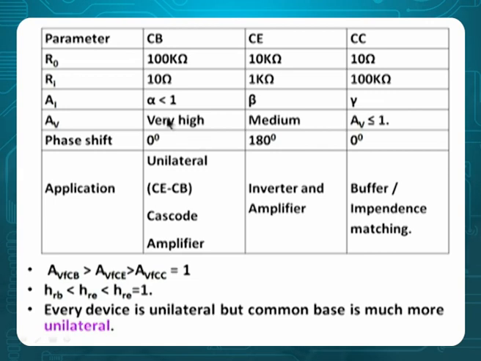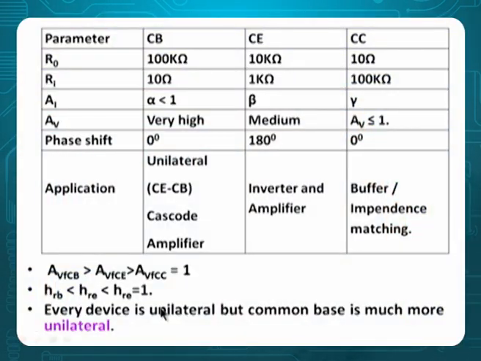If forward voltage gain is greater, reverse voltage gain should be how much? Very small. If the reverse gain is very small, how do you expect it? In the reverse, very small means the best unilateral. Therefore, every device is unilateral, but common base is much more unilateral. If you want to use a unilateral switch, that's the best thing you can go for. To avoid the reverse path in a superheterodyne receiver, people go for CE followed by CB. That's called cascade connection.